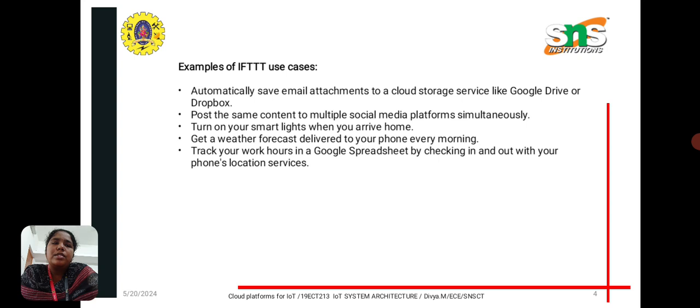Examples of IFTTT use cases: automatically save email attachments to a cloud storage service like Google Drive or Dropbox. Post the same content to multiple social media platforms simultaneously. Turn on your smart lights when you are at home. Get your weather forecast delivered to your phone every morning, and track your work hours in a Google spreadsheet by checking in and out with phone location services.